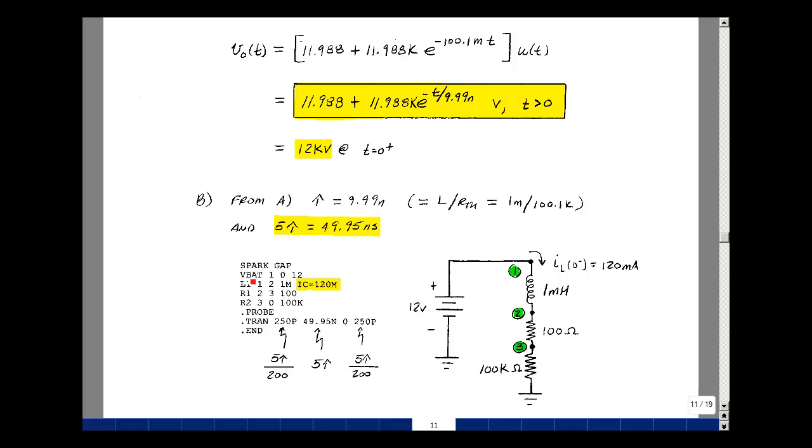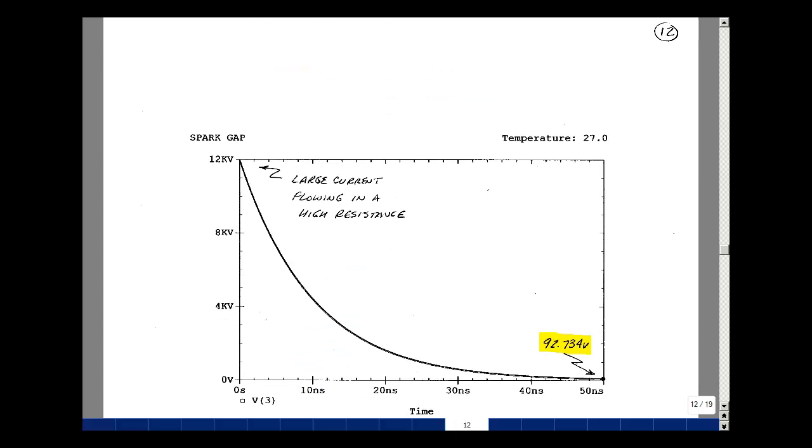So I got a battery between 1 and 0, 12 volts, an inductor between nodes 1 and 2 of 1 millihenry with an initial condition, R1 between 2 and 3 of 100 ohms, and an R2 between 3 and 0 is 100K. So running the file, I plotted node voltage 3, and you can see here I've got a voltage that jumps up to 12,000 volts and then starts to decay down to 0. And here's our 49.95 nanoseconds, and it's dropped to 92.734 volts. That's actually a 99.2% drop from the initial value. Again, almost 0, but we really have to go out to infinity for this to actually be equal to 0.